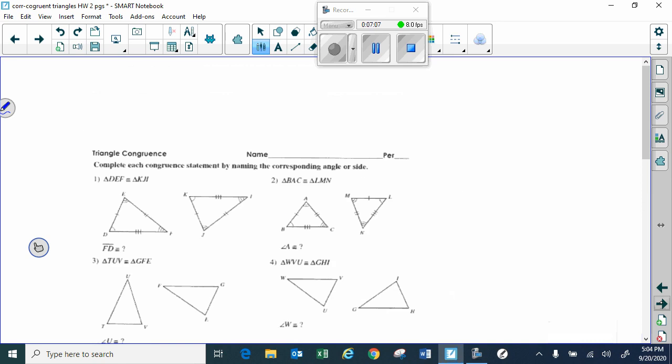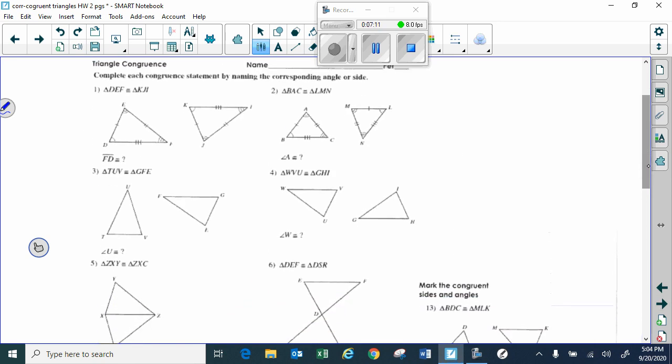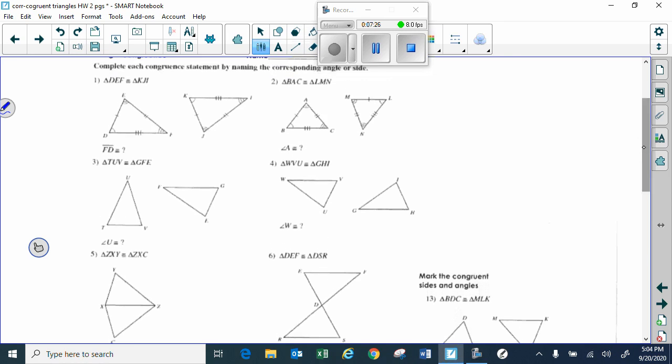Now let's go to the other side. And so you're going to have a quiz basically just on this worksheet, front and back. All the problems that are here, you're going to have just like that on a 10-problem quiz. Okay, so you need to make sure you know this worksheet inside and out.